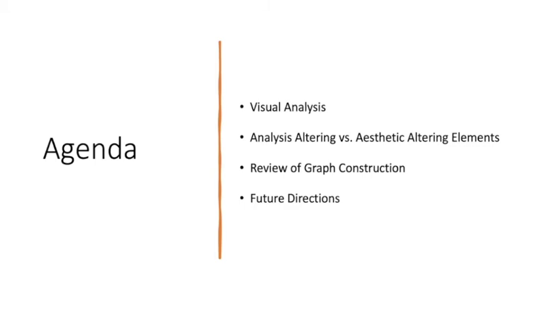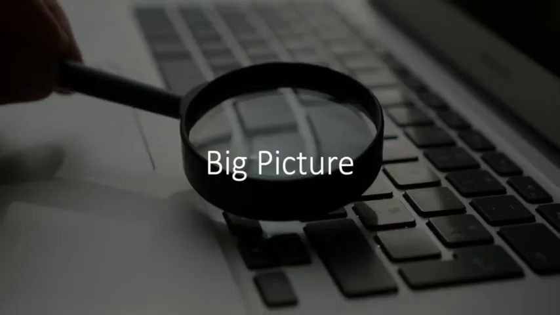So first, we'll situate visual analysis within single case research designs and the role graph construction may play. We'll then look at a schema for thinking about how to categorize elements that are present in graphs. And then I'll present some data from 3 systematic reviews that colleagues and I have worked on. And last, we'll talk about future directions.